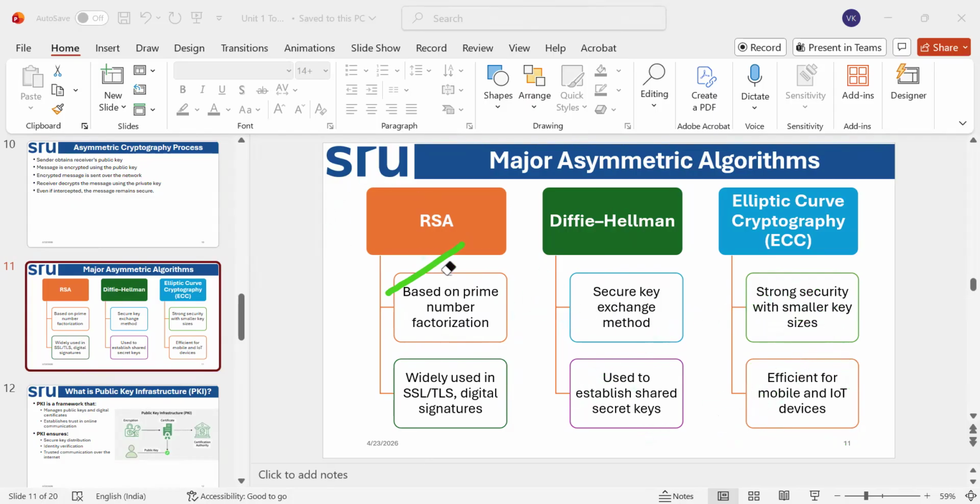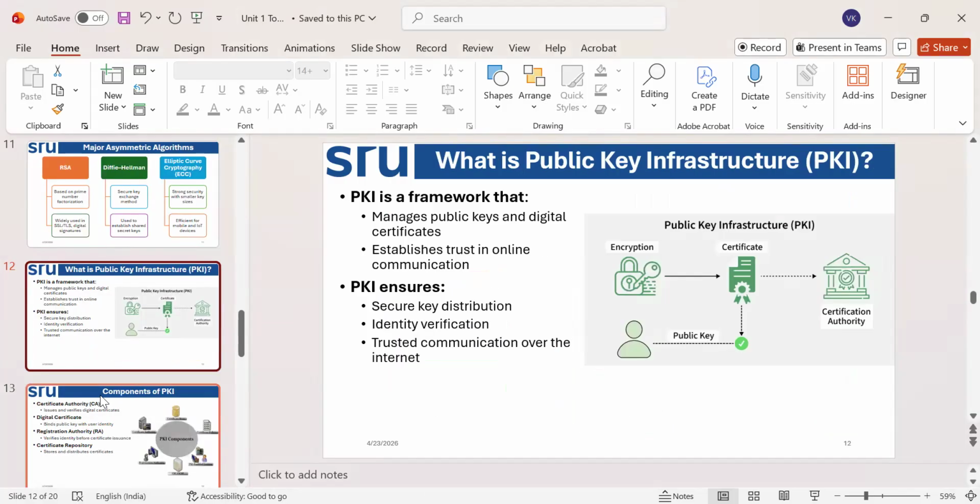Let's see the next. Now I hope we understand the major algorithms, how asymmetric cryptography works, when it started, and what the purpose of asymmetric cryptography is. Now we come to what is public key infrastructure.